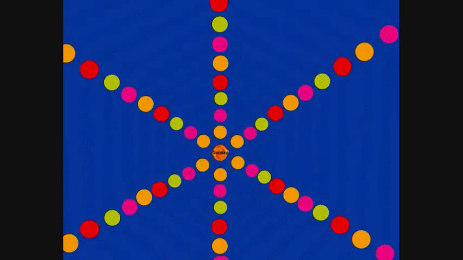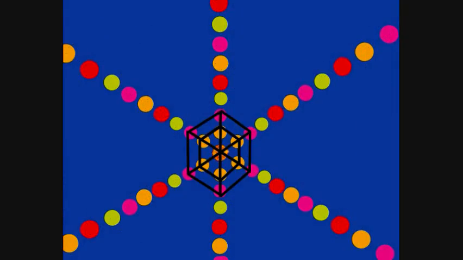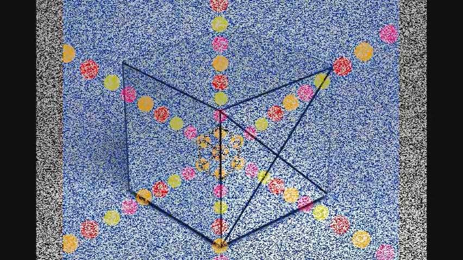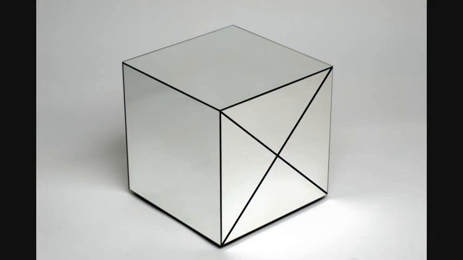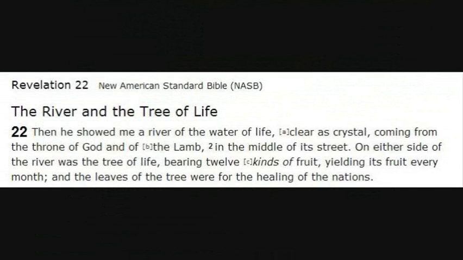The 12 around the 13, the 6 around the 7, not to mention the 5 or the pentagram in the centre. Time is, after all, the 4th dimension, allegedly. This brings us back to the verse in Revelation chapter 22 about the tree of life bearing 12 fruits and yielding its fruits every month.